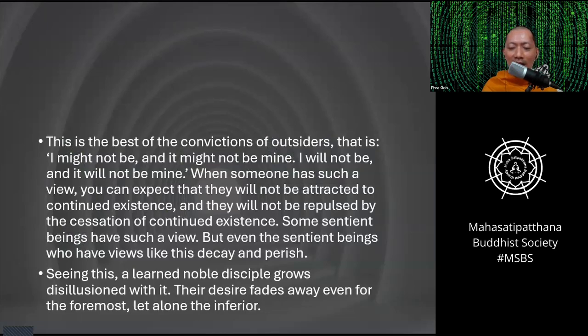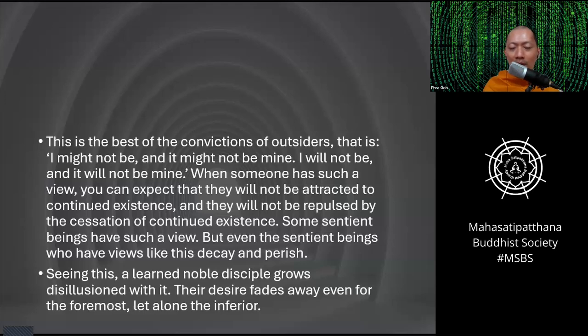And again, a bit later, they add on one more level of concentration. This is the best of the convictions of outsiders. That is, I might not be, and it might not be mine. I will not be, and it will not be mine. When someone has such a view, you can expect that they will not be attracted to continued existence, and they will not be repulsed by the cessation of continued existence. Some sentient beings have such a view, but even the sentient beings who have views like this decay and perish. Seeing this, a learned noble disciple grows disillusioned with it. Their desire fades away even for the foremost, let alone the inferior.